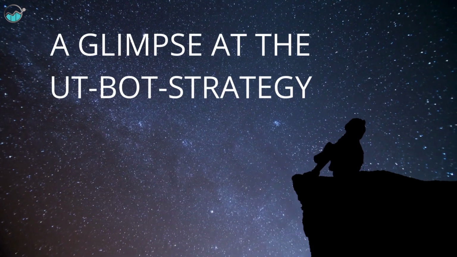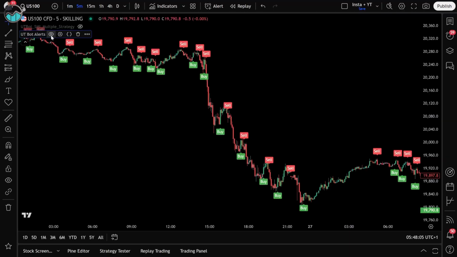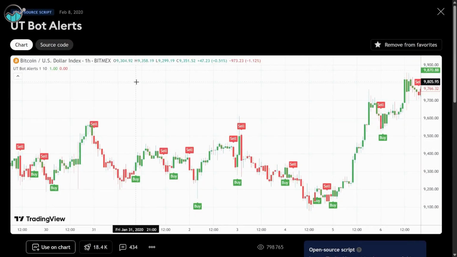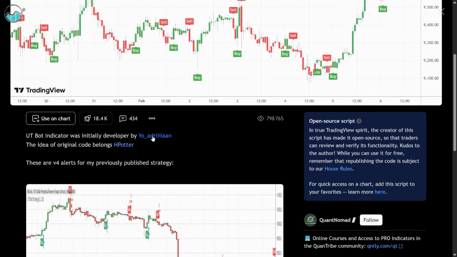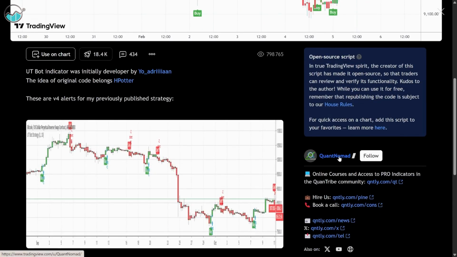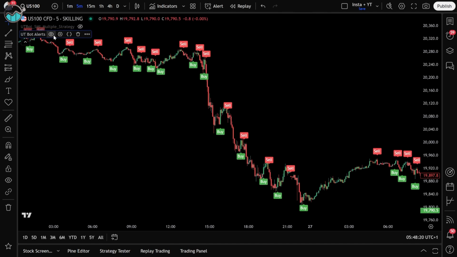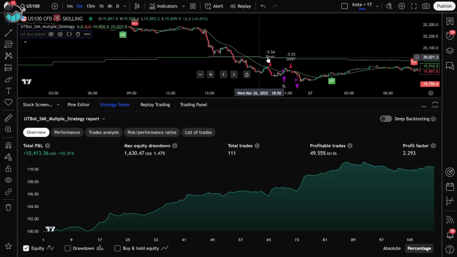A glimpse at the UTbot strategy. This strategy is based on the well-known UTbot indicator. Originally developed by H. Potter, it was later improved by the developer with the TradingView name Yo Adrian and finally optimized once more by Quant Nomad. We have now combined this approach with additional filters and logics to build a robust yet flexible rule set. The first tests look promising.